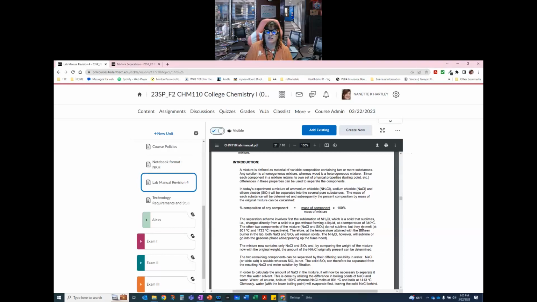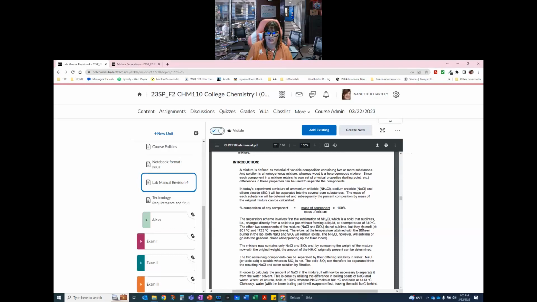Now this separation scheme involves the sublimation of NH4Cl, ammonium chloride, which is a solid that sublimes. It changes directly from a solid to a gas. And so we set up this experiment so that we heat this thing, and then the NH4Cl sublimes, and then we collect it on a cold piece of glass that's above it, and then we can take that cold piece of glass and measure that if we choose to.